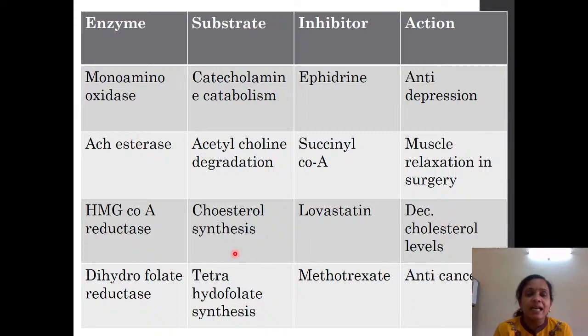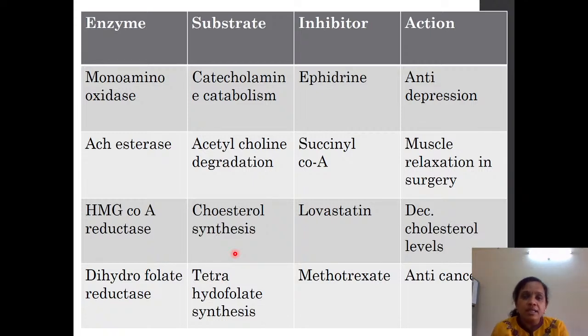Now, these are the other enzymes, substrates and inhibitors and how they are useful. Monoamine oxidase is an enzyme that helps in the catabolism of catecholamines. Catecholamines like epinephrine, norepinephrine, dopamine, and also histamine and serotonin. Especially serotonin. So serotonin and catecholamines are degraded by means of monoamine oxidase.